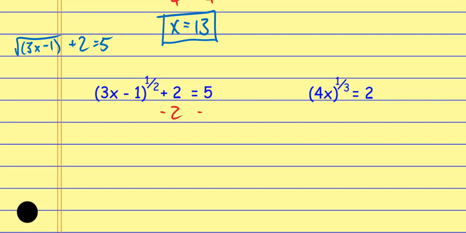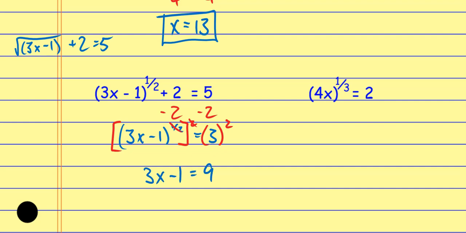Here, subtract the 2 from each side. And if I understand that this thing right here, the 1/2 power, is the same as the square root, well, I undo the square root by squaring each side. I undo the radical, I undo the root by using an exponent. And so what happens is these actually cancel. And again, think back to rules of exponents. You actually multiply the exponents. 1/2 times 2 is a 1. So you're just left with the 3x minus 1.